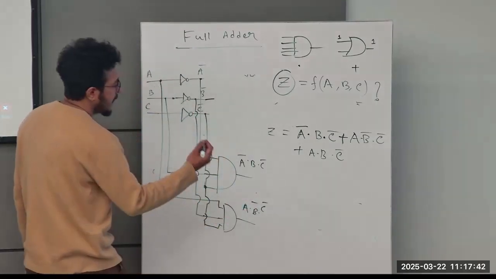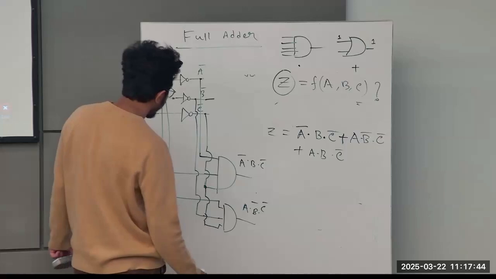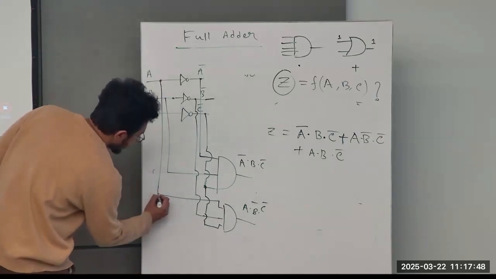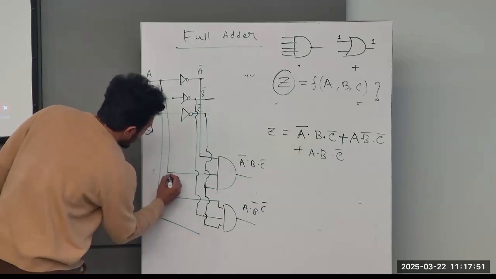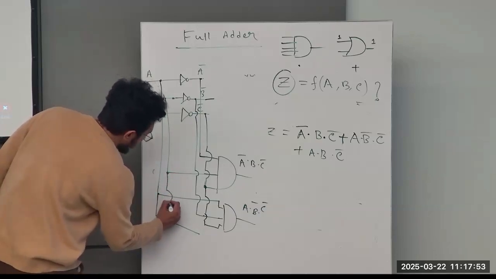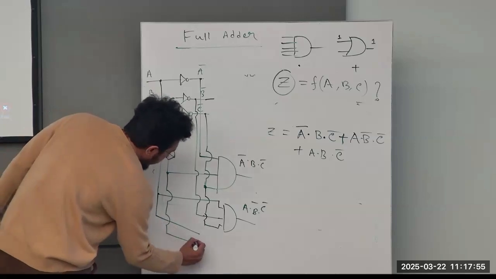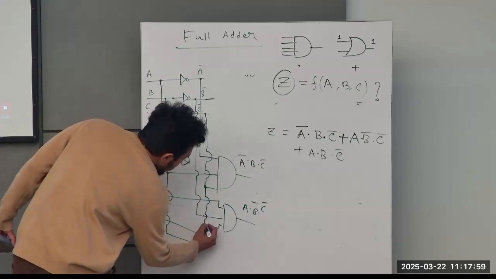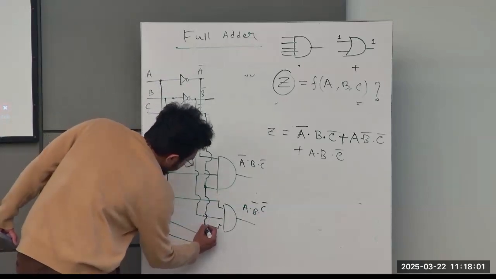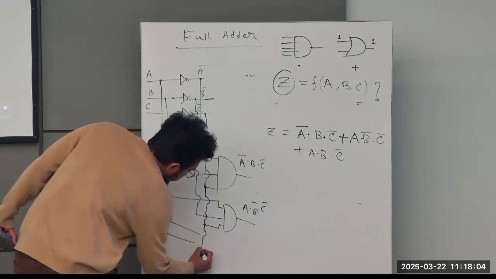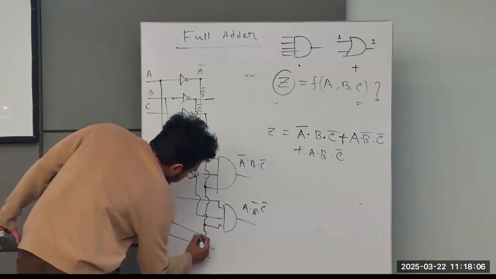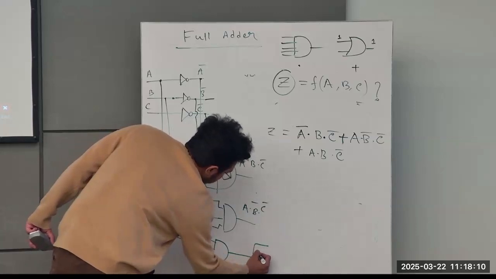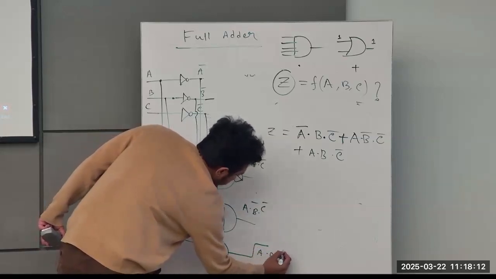Okay. Then we need A, B, C naught. How we can do it? We can have A and B, like A, you can take it from A here. We can take the B from here. A, B, and we have what? C naught. Where is the C naught? C naught is basically here. Okay. We have another AND gate. We have A, B, C naught.